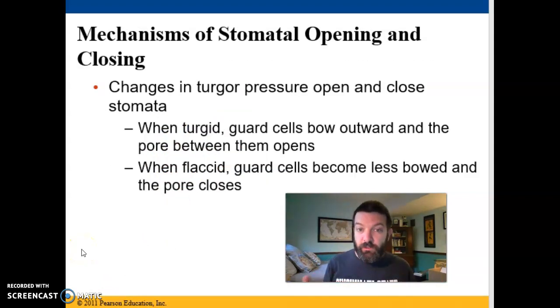Guard cells that have filled up with water and become turgid bow outward, and that space between them opens up. And when those cells are flaccid, they become less bowed and the pore closes, the stoma closes.